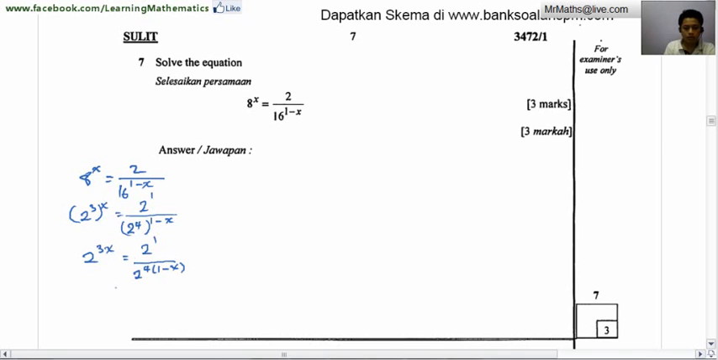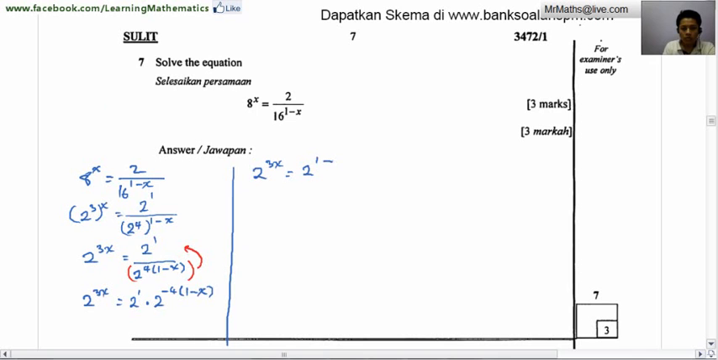Alright, and next we want to put the whole denominator here to the top, okay, so that we can equate both left and right. So 2 to the power 3x equal to 2 to the power 1 multiply with 2 to the power minus 4 times 1 minus x. Okay, I continue over this side. Then 2 to the power 3x is equal to 2 to the power 1 minus 4 times 1 minus x.